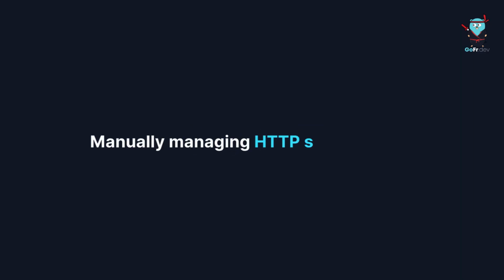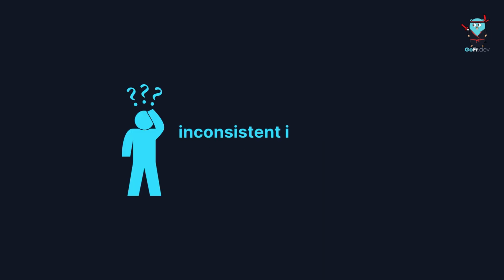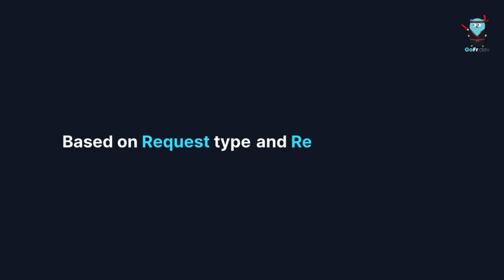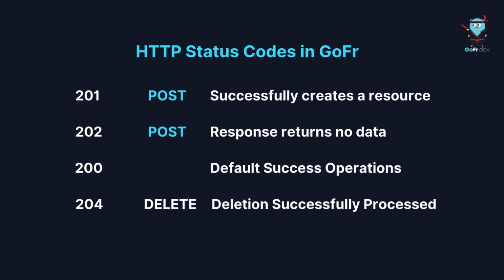Not only this, manually managing HTTP status codes in Golang requires additional logic, often leading to inconsistent implementation across your application. However, Gophr automatically assigns HTTP codes based on the request type and the response content. For example, if we are sending a POST request and it successfully creates a resource and returns data, a 201 status code is set, and when a POST request is successful but it does not return any data, then a 202 Accepted status code is set. 200 is for all other general success responses, 204 for a successful DELETE request with no content, and many more.